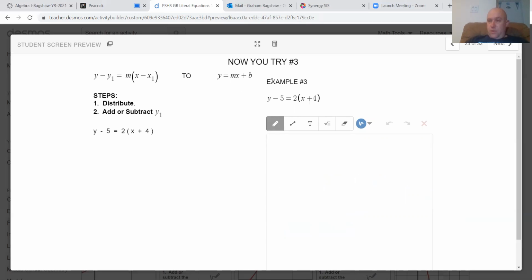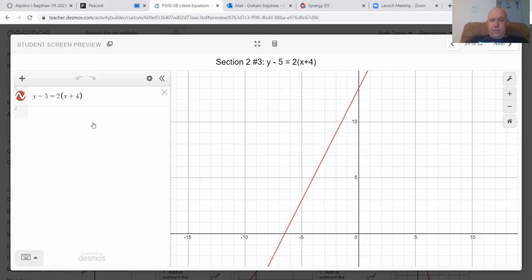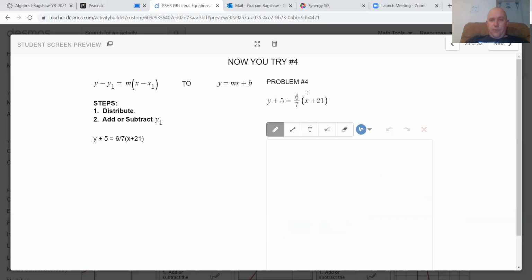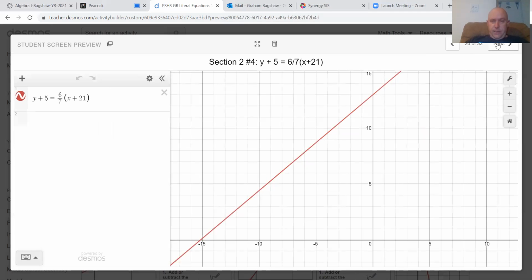So there are a couple for you to try as well. So there's example 3. Once again, once you have the answer, I would type it in here just to make sure that it's correct. And then also answer 4. 6/7 not particularly nice to distribute with, so I would definitely check 6/7 times 21 on the Desmos calculator.